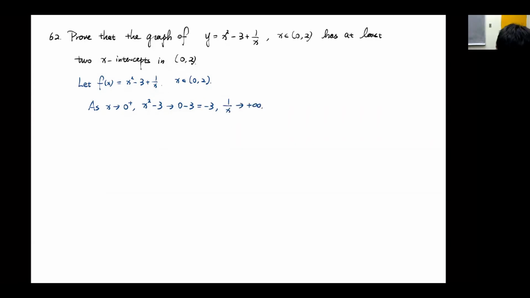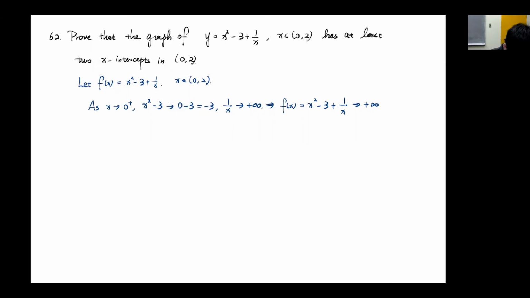while x squared minus 3 is just a fixed number. So this will tell me that my f of x, being the sum of a number very close to minus 3 and a very large number, will also be a very large number as x gets close to 0. Okay, so we know that f of x has the limit infinity as x approaches 0 from the right.